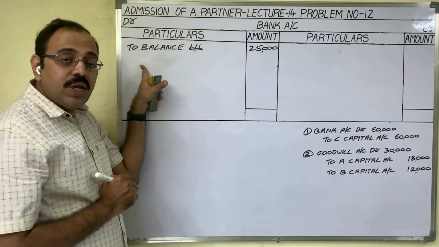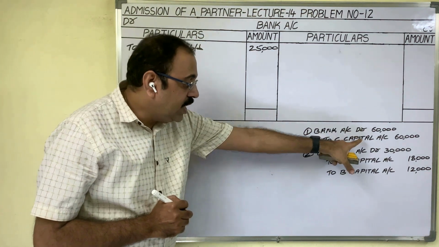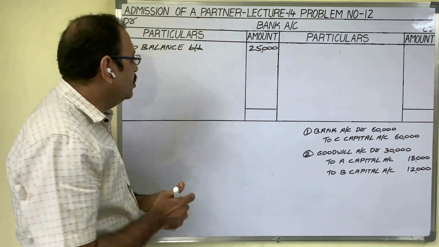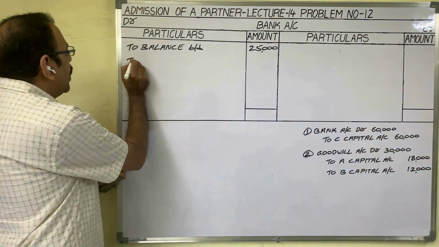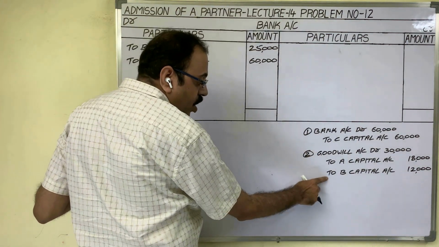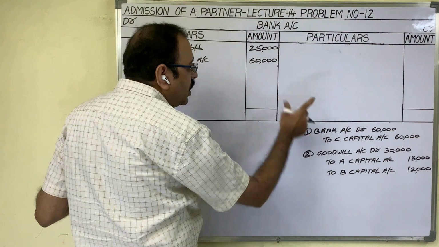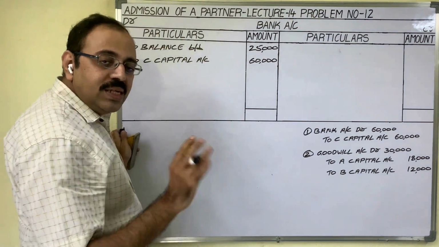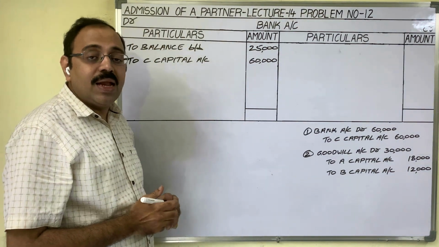What to write in particulars column? We credited C capital account. Write down that. To C capital account, 60,000 rupees. In second entry, bank is not there. So no need to post this entry here. So posting is completed. Next step, balancing.